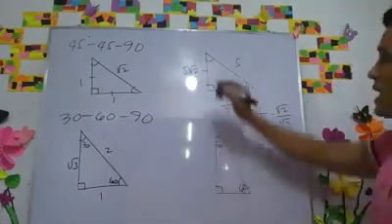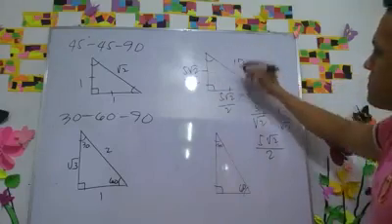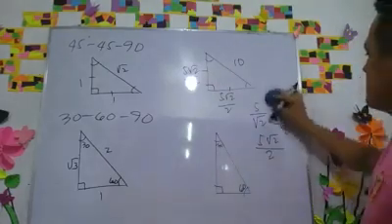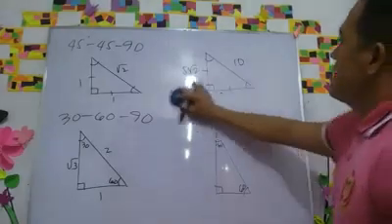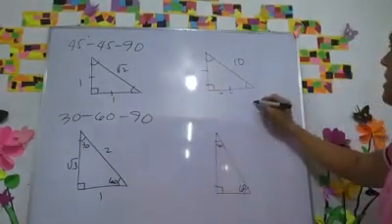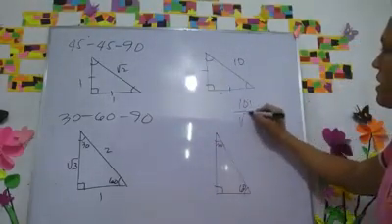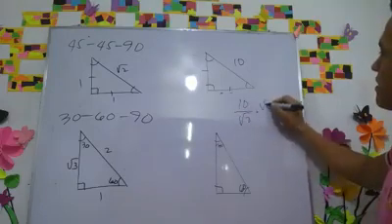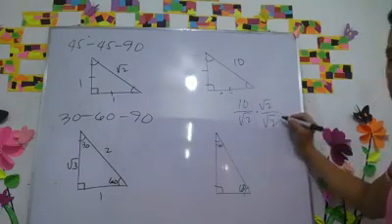Now, say the hypotenuse is 10. Again, we divide 10 by square root of 2, and multiply by square root of 2 over square root of 2. Always multiply by square root of 2 over square root of 2.